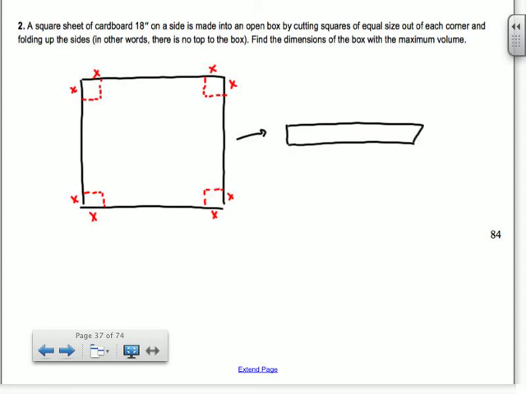So I get this real shallow box. Oops, that should be straight up and down. I'm struggling on my box here. I promise I know how to draw. Okay, so we get that.